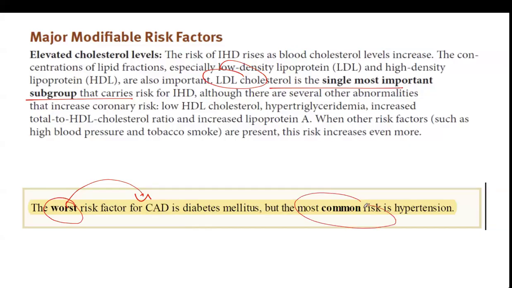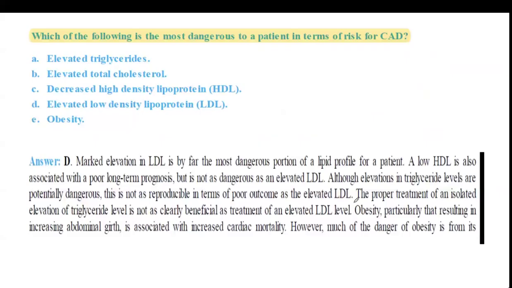And if the question asks what is the most common risk, that is hypertension. So understand the question. The single most important, or the highest risk for cardiovascular disease is elevated LDL cholesterol. Worst risk factor is diabetes, and the most common risk factor is hypertension.